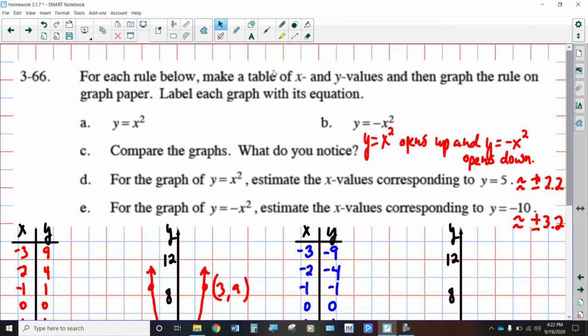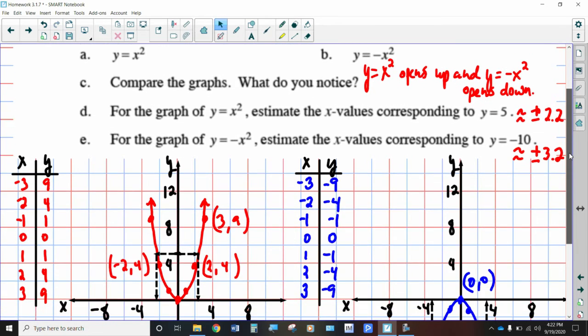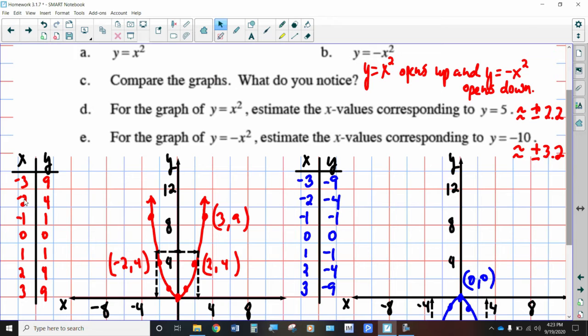For each rule below, make an XY table and then graph the rule. So y equals x squared. That's pretty much the basic graph where you square the value for x. So 1 squared would be 1, -1 squared would be 1. 2 squared would be 4, -2 squared would be 4. 3 squared would be 9, -3 squared would be 9. So you plot those points, and that is that generic parabola for y equals x squared.